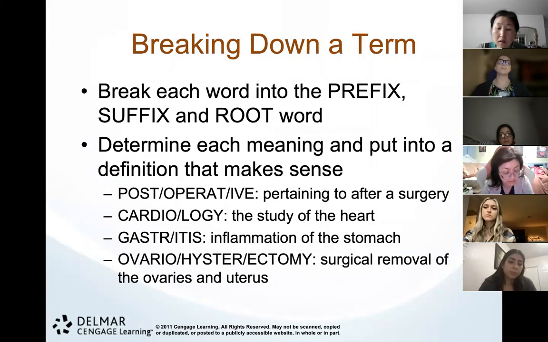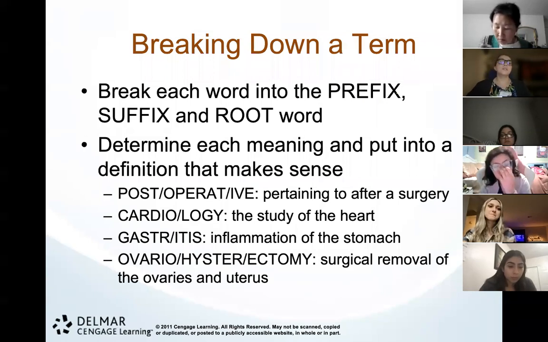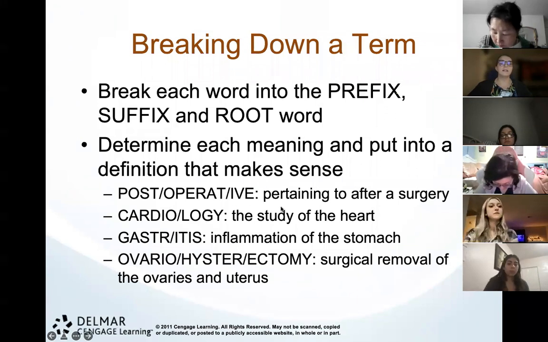So let's break down some terms. When we look at these terms, we want to break each word into the prefix, suffix, or root word. The goal is to determine each meaning and put it into a definition that makes sense. So for example, we have post-operative. Post meaning after, operate, that's procedure or surgery, ive meaning pertaining to. So that's post-operative, post-surgical procedure.